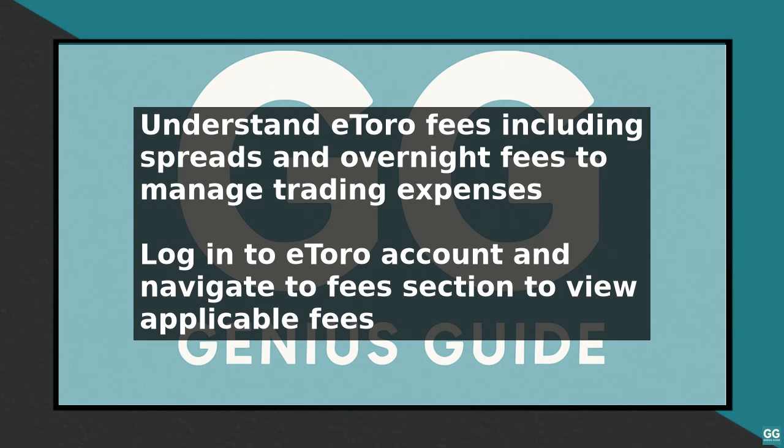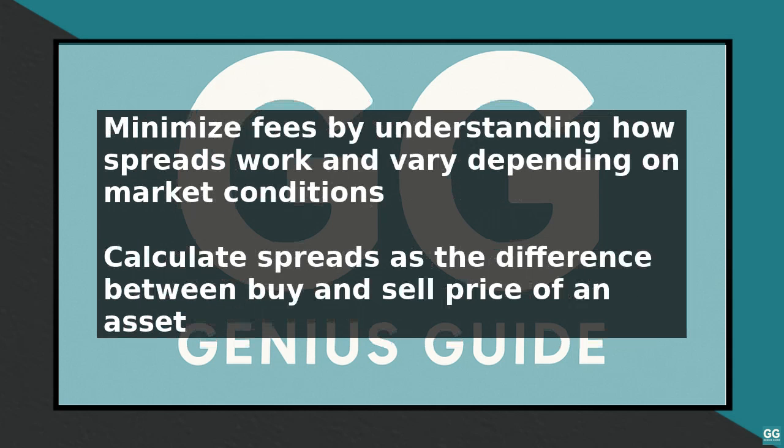First, log into your Etoro account and navigate to the Fees section, usually found in the Account Settings or Help Center. Here, you can view a breakdown of the fees applicable to your account, including the spreads on various assets such as currencies, commodities, and cryptocurrencies.